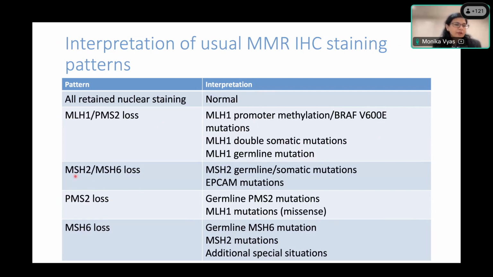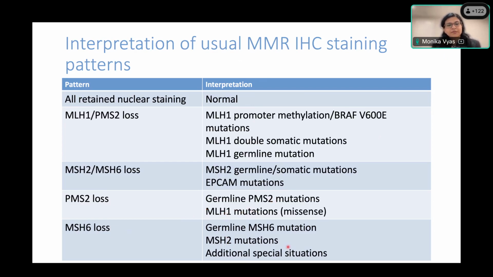When you have loss of MSH2 and MSH6, then you go down the genetic counseling route, and you have to look for MSH2 germline or double somatic mutations, or presence of EpCAM mutation. Isolated PMS2 or MSH6 losses are associated either with germline mutation of these respective proteins, or missense mutations in the associated major proteins, so MLH1 for PMS2 and MSH2 for MSH6.